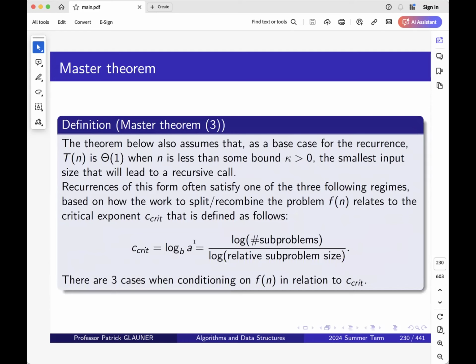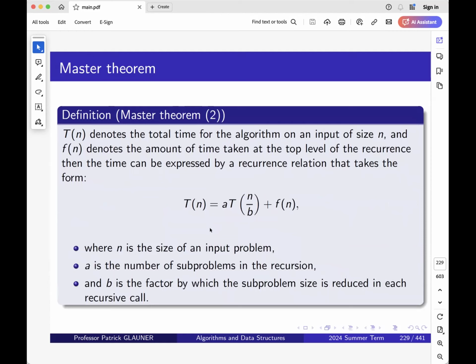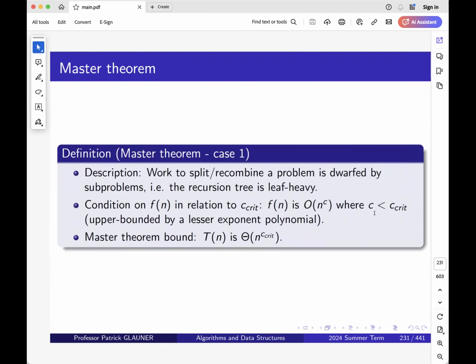So if we say log B of A is log A divided by log B, where A is the number of subproblems and B is the relative subproblem size. Depending on this C critical, which value it has and how it relates to something, there are three cases in the master theorem. For those three cases, we need to do different calculations. But in each of them, we can determine the complexity of the recurrence relation quite easily.